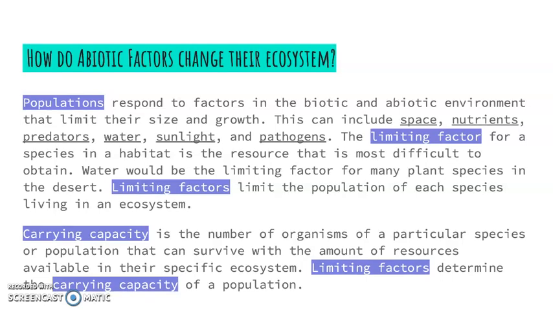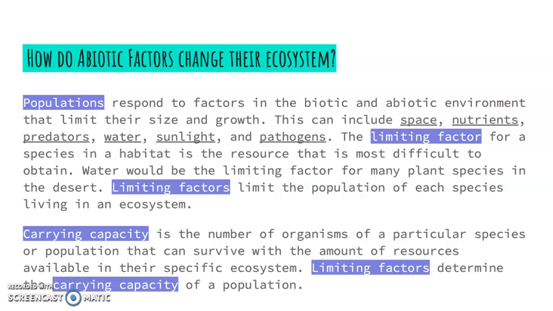How do abiotic factors change their ecosystem? Populations, which we know are groups of a species, respond to factors in the abiotic and biotic environment that limit their size and growth. This can include space, nutrients, predators, water, sunlight, and pathogens. The limiting factor for a species in a habitat is the resource that is most difficult to obtain. Water would be the limiting factor for many plant species in the desert. Limiting factors can limit the population of each species living in an ecosystem.